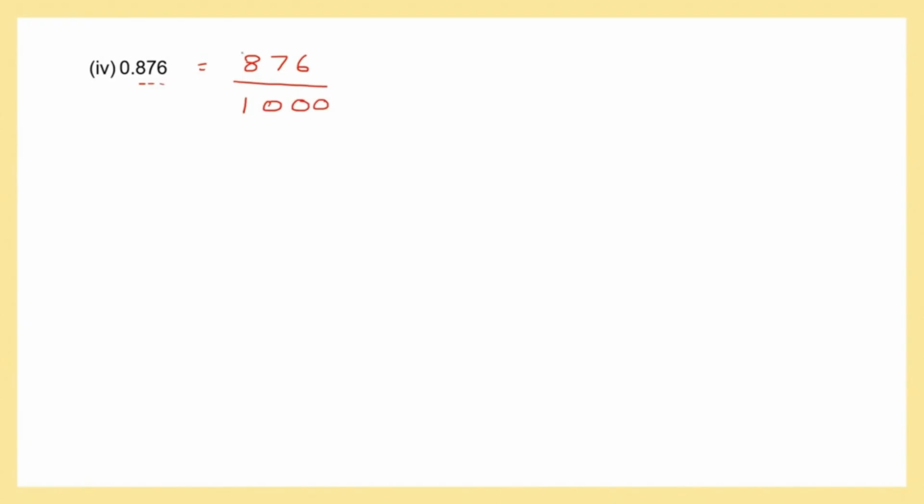So let's see. 2 fours are 8. 2 threes are 6. But 7, 1 is left. 2 eights are 16. 2 fives are 10. I bring down this 0. I bring down this 0. So I have got 438 by 500. I can still reduce this by 2.